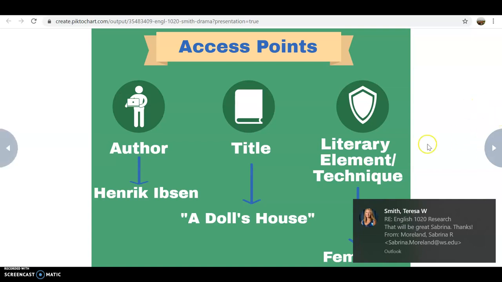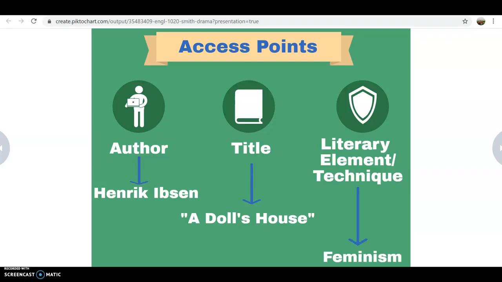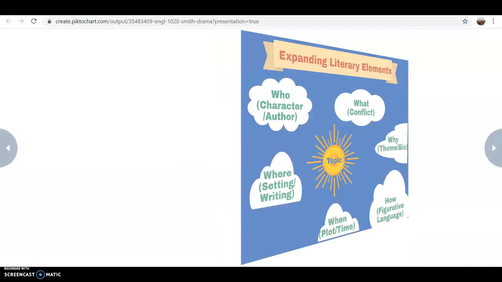You may also be looking at how the story relates to your own lives, or themes or symbols that stick out to you. So that's that third part that you're really going to have to think about when you go into those databases. So author, title, literary elements, what you're going to be thinking about for this type of research.